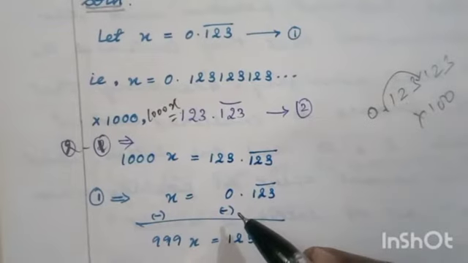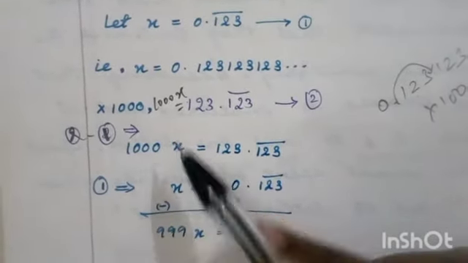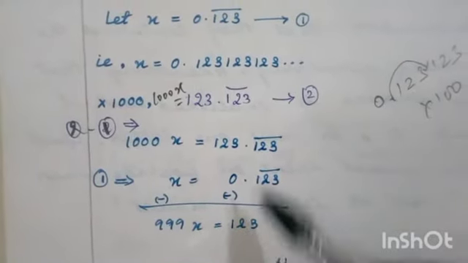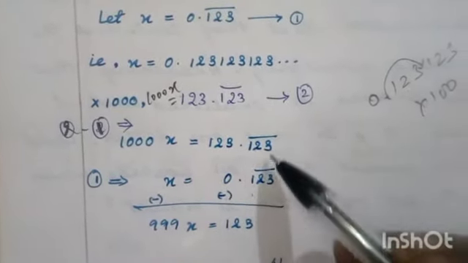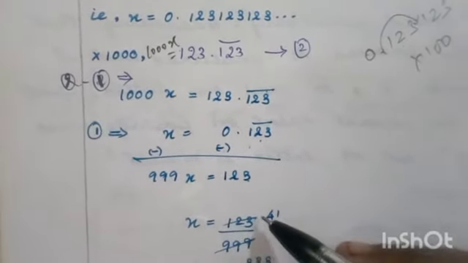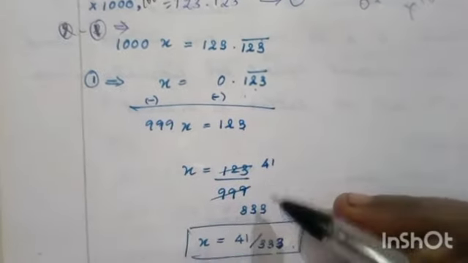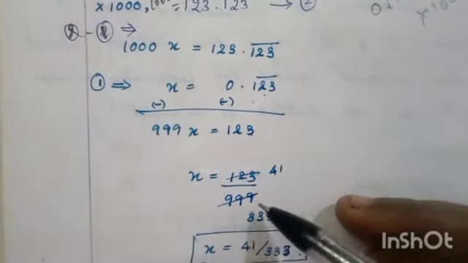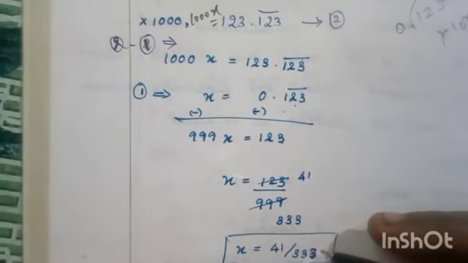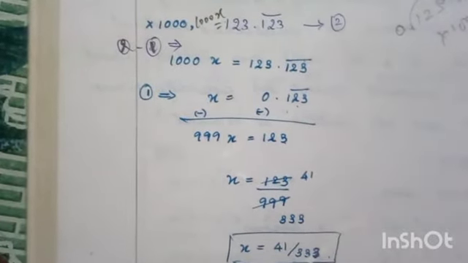Subtraction: the sign of the second equation we have to change, so it is minus, minus. So 999x equal to, here the repeating parts get cancelled and you get 123. So x is equal to 123 by 999. Cancelling is possible, dividing by 3, so 41 by 333. The x value is 41 by 333. It is the rational form.